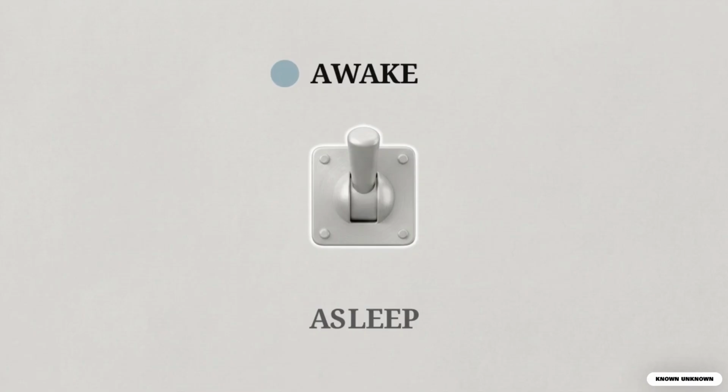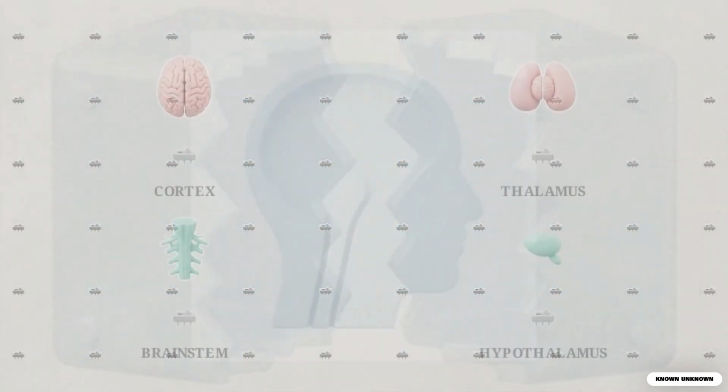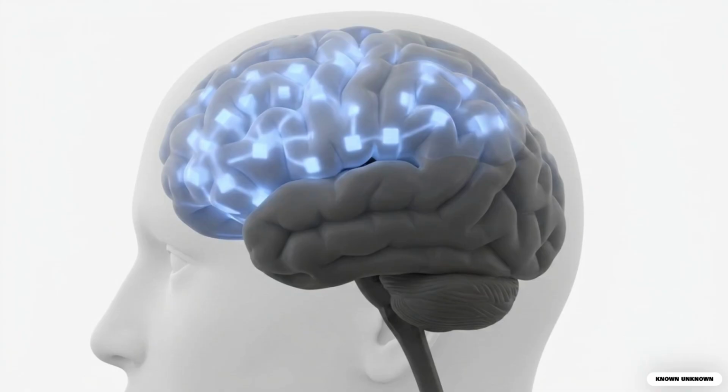If the brain truly operated on a simple binary switch, conditions like sleepwalking or paradoxical insomnia, where you feel wide awake even though your brainwaves show you are deeply asleep, would be impossible. Falling asleep is a fragmented process, a sequence where different regions of the brain power down at their own pace.